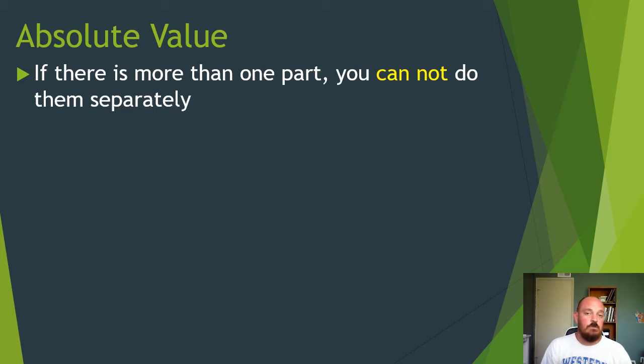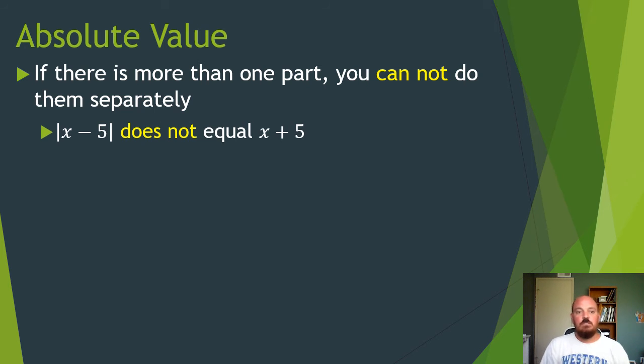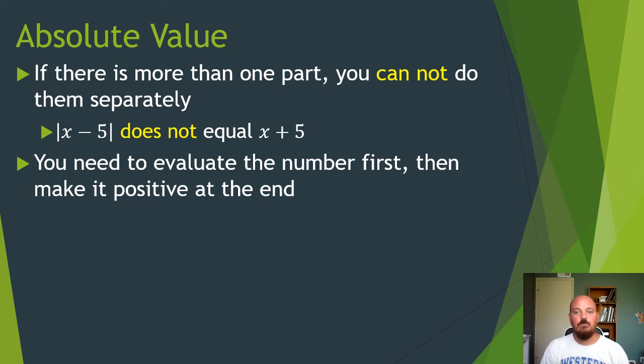You cannot do each part separately. So if I have the absolute value of x minus 5, you can't say, okay, absolute value just turns everything positive, so I'm going to turn that minus into a plus. That does not work. So the absolute value of x minus 5 does not equal x plus 5. What you need to do is evaluate the number first. Then, when you're completely done with everything between those two absolute value bars, then you make it positive, or leave it positive. That's when you do the absolute value part.